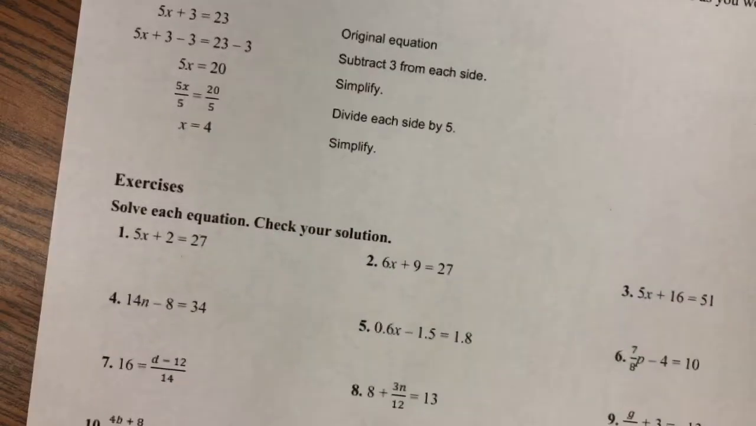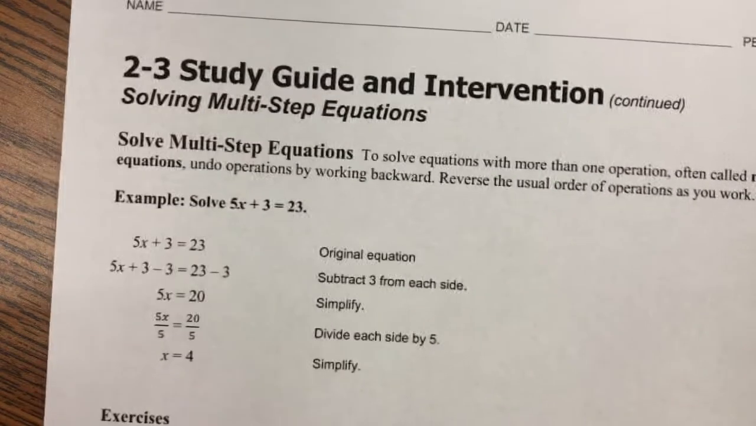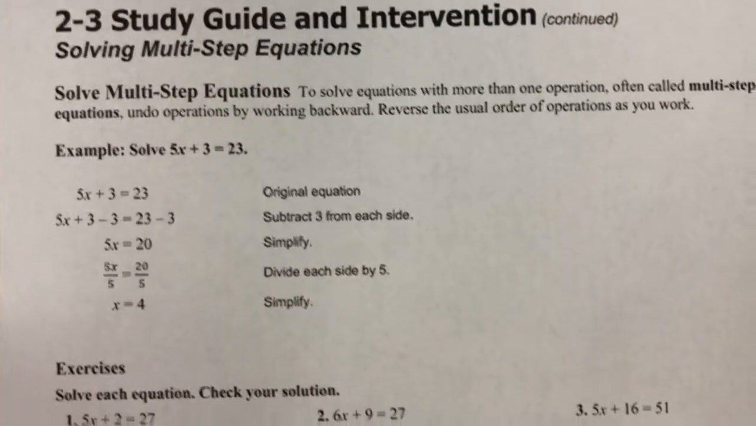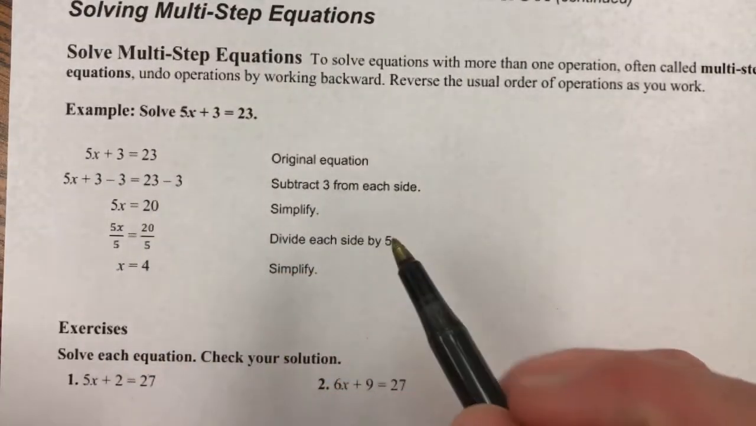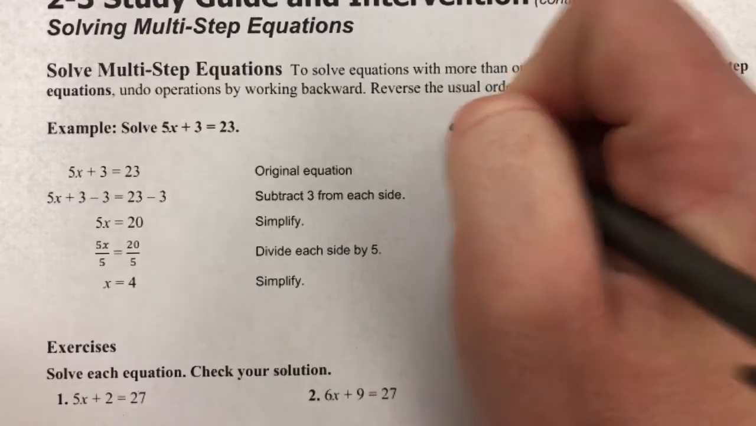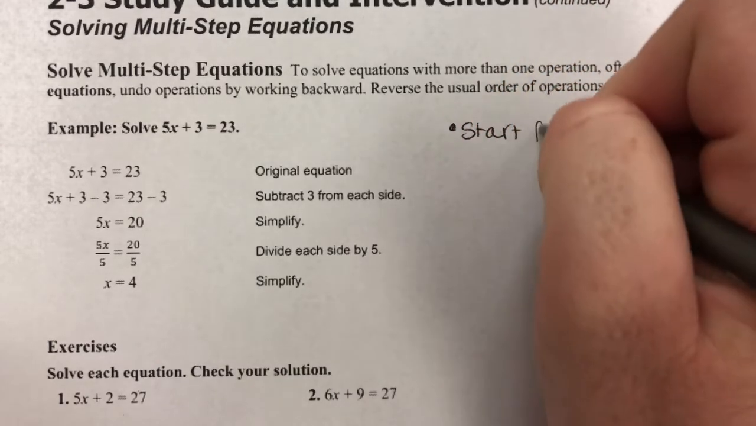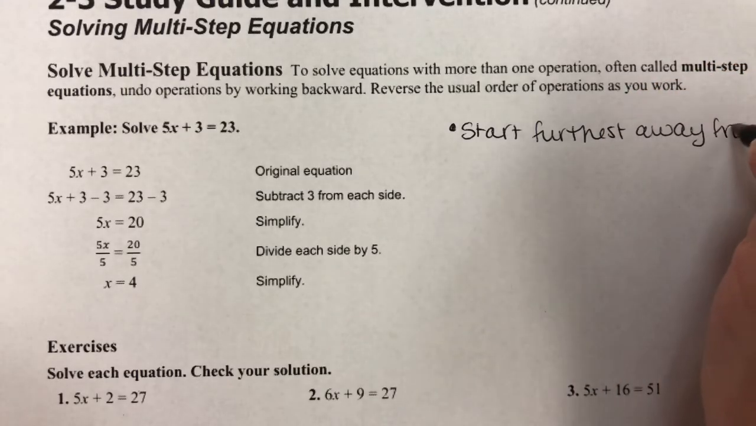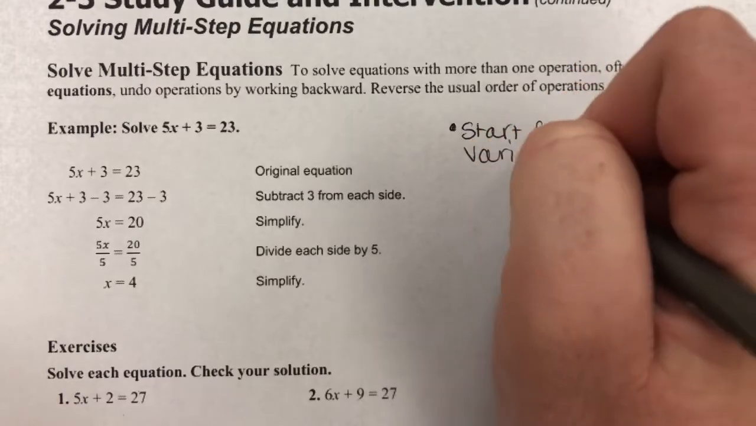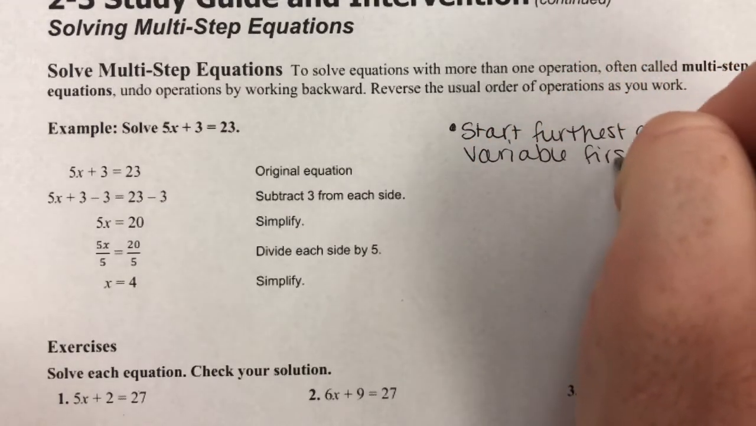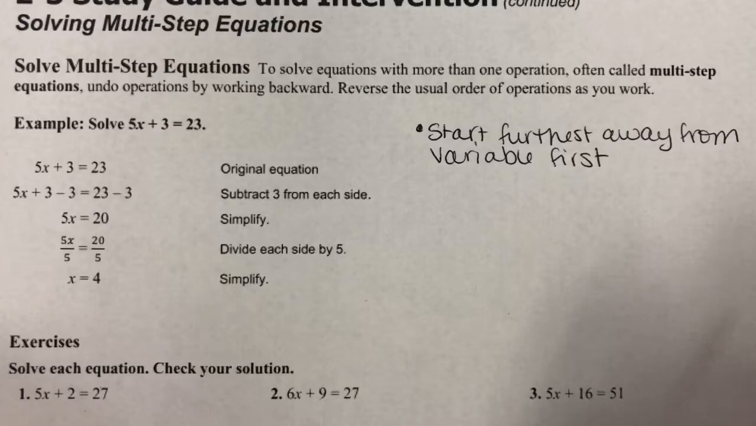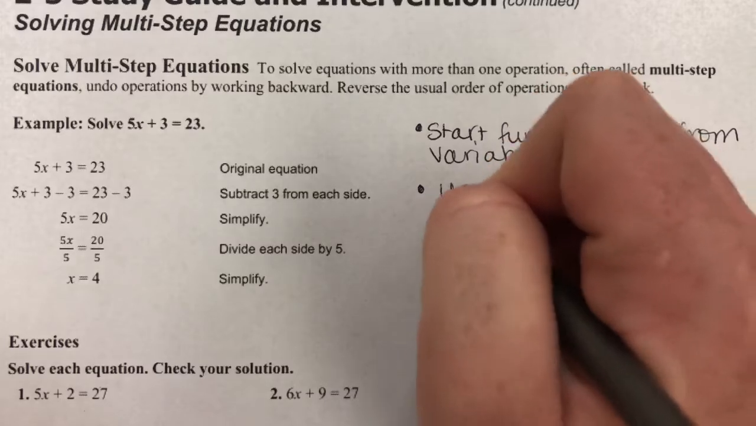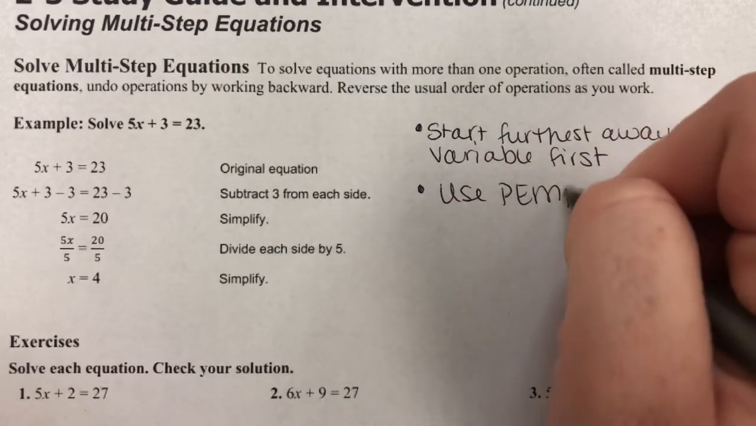Okay, so that kind of should have been the second page, because the first page is what we really needed to get to. How do I solve a multi-step equation? Well, I just explained that we want to start furthest away from x and work our way in, right? So I'm going to say that. Start furthest away from variable first. Got to get rid of all the stuff furthest away from x. And I want to kind of work backwards, use from the order of operations.